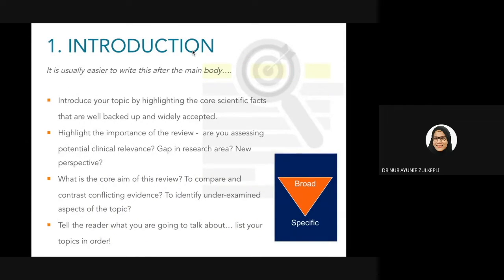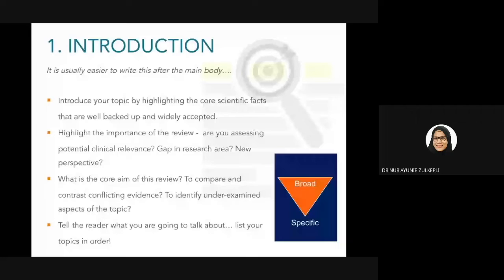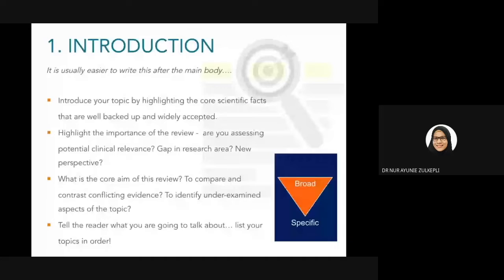Okay, so as I mentioned, it is usually easier to write the introduction after the main body because you already have your broad knowledge or understanding of facts that are well backed up and widely accepted by referring to other research. And you can highlight the importance of the review. Are you assessing potential clinical relevance?